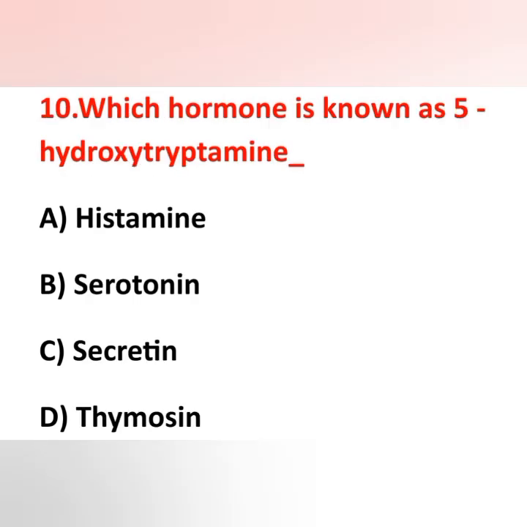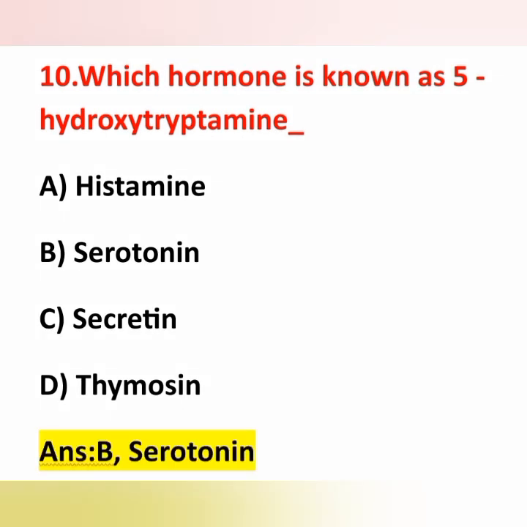Question number 10. Which hormone is known as 5-hydroxytryptamine? And the options are option A histamine, option B serotonin, option C secretin, and option D thymosin. And the correct answer for this question is option B. Serotonin is known as 5-hydroxytryptamine. Okay, so study well, do hard work. How much effort we take, that much the exam will be easy.